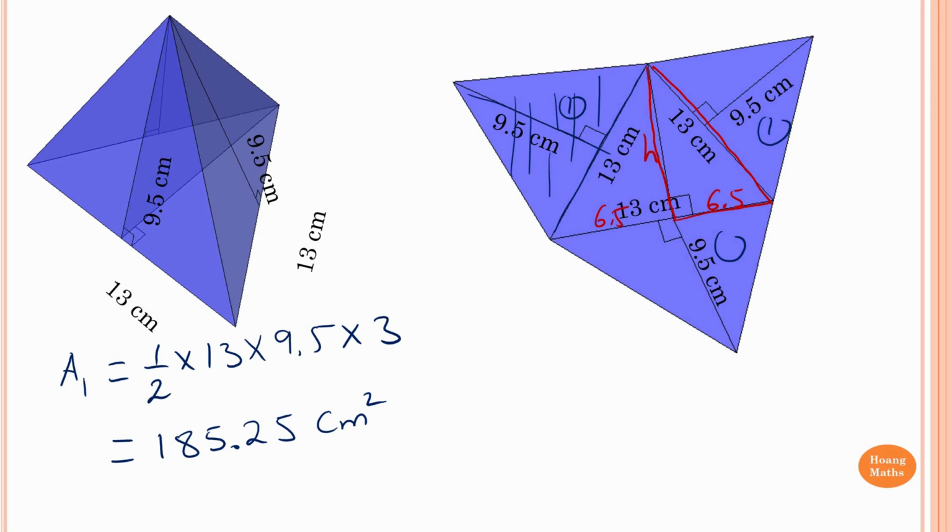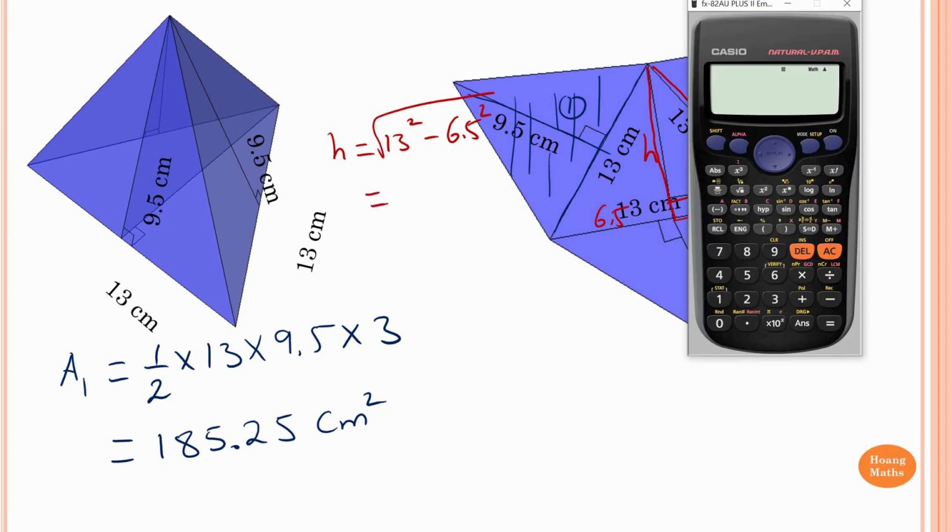And 13 is the hypotenuse. To find H, H is the shorter length, so which is minus. So H is equal to the hypotenuse, which is 13 square, minus 6.5 square, and square root of that. So square root of 13 square minus 6.5 square, which equals 11.258 and so on. So I just write in 3 decimal places first, okay?